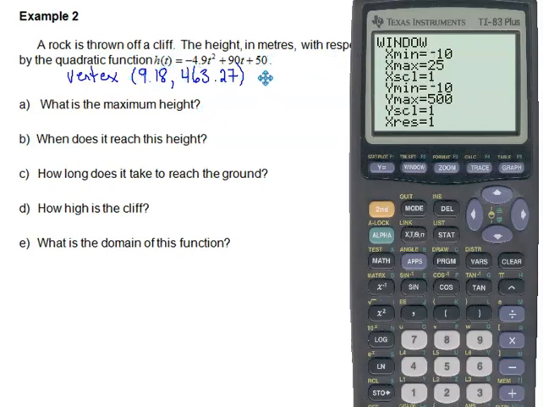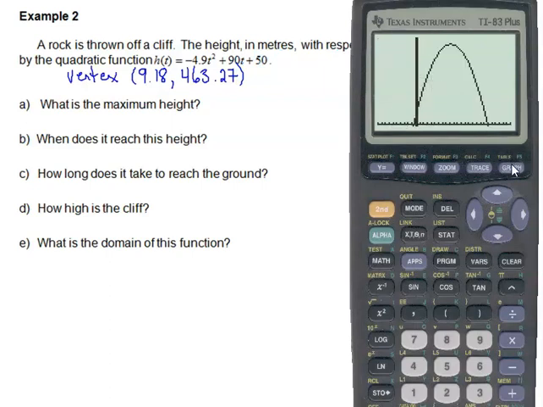I know my vertex is going to be 463, so I actually had to change my max y value to 500. My vertex, my middle is going to be about 10, so I actually went and changed that to 25. Your settings don't have to be exactly the same, but you do need to be able to see your quadratic. And then from there, I can find all my values. So sometimes with a word problem, the trick is, okay, maximum height, what does that correspond with? So maximum height would correspond with my vertex.